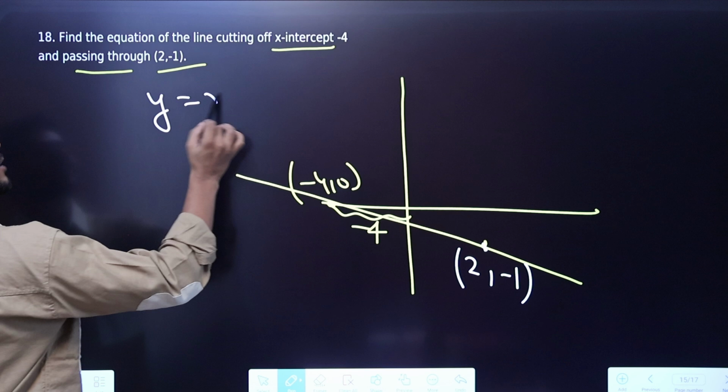So it will become a minus 0 divided by minus 4 minus 0, is equal to y2 minus y1, minus 1 minus a, divided by 2 minus 0. So from here, a divided by minus 4 is equal to minus 1 minus a divided by 2. Just cross multiply, it will become 4 plus a is equal to 2a. So 4 is equal to a. So the value of a is 4. Value of a is what? 4. So we can substitute over here 0, 4.